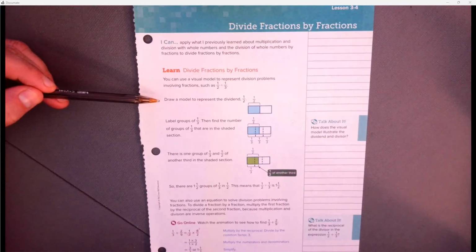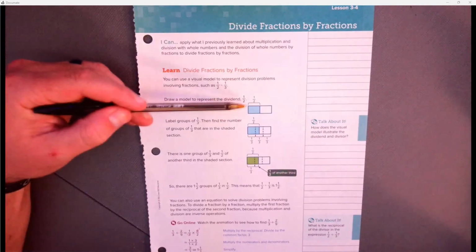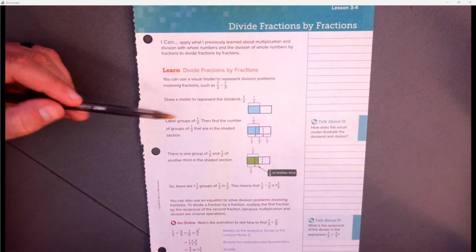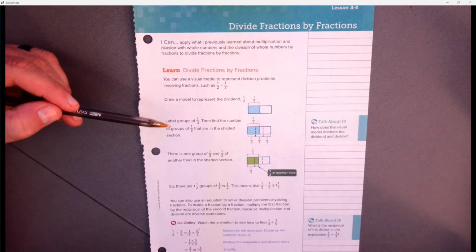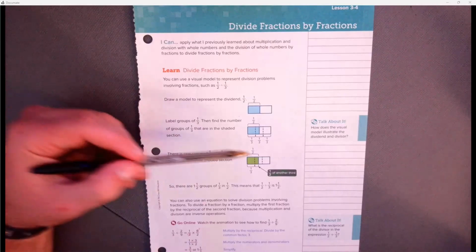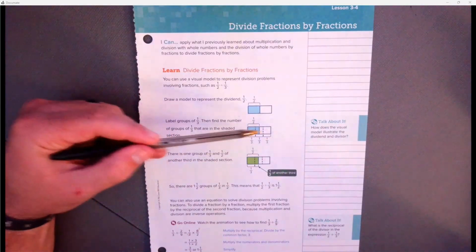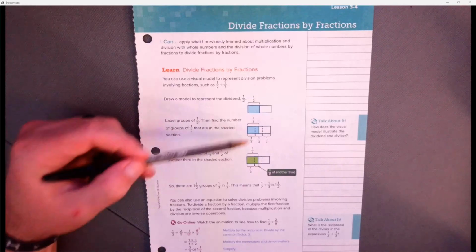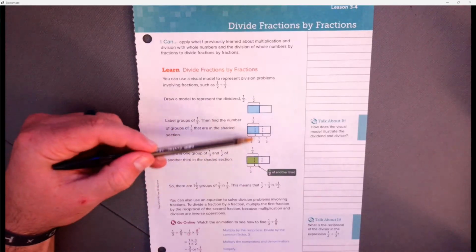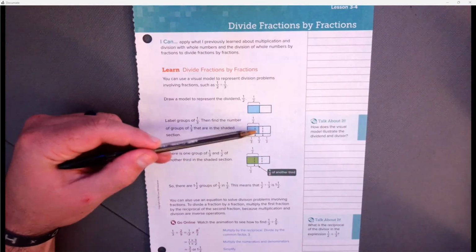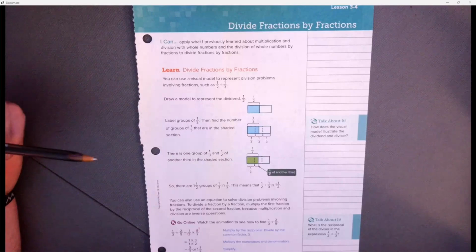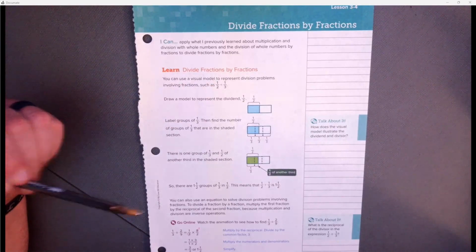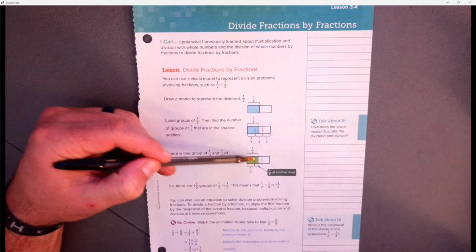We're going to draw a model to represent the dividend 1/2. So we have a whole box and now we've shaded half of it. Label groups of 1/3, then find the number of groups that 1/3 are in the shaded sections. So we now divided our box into thirds. We have 1/3, 2/3, and 3/3. So we see that there's one whole third and part of another third, half of another third, shaded in this model. So 1/2 divided by 1/3 is 1.5.